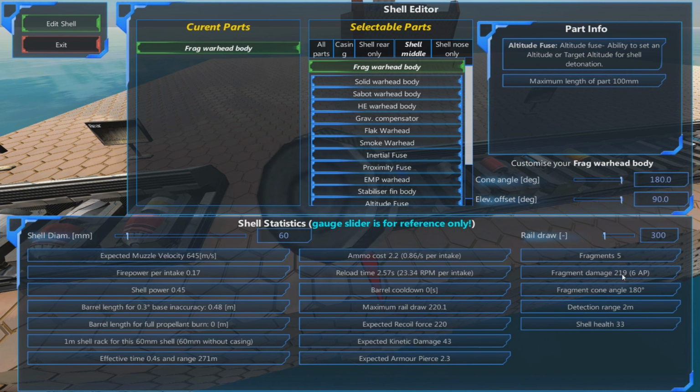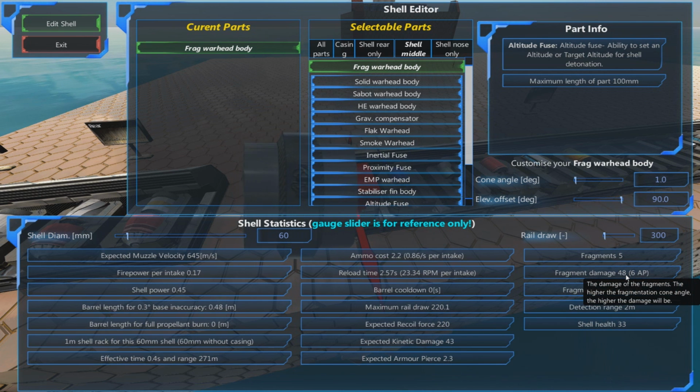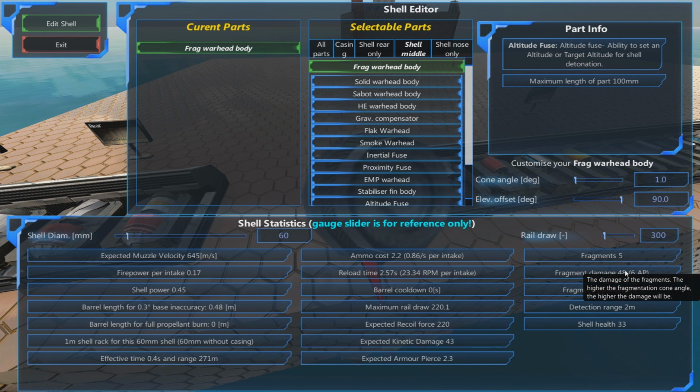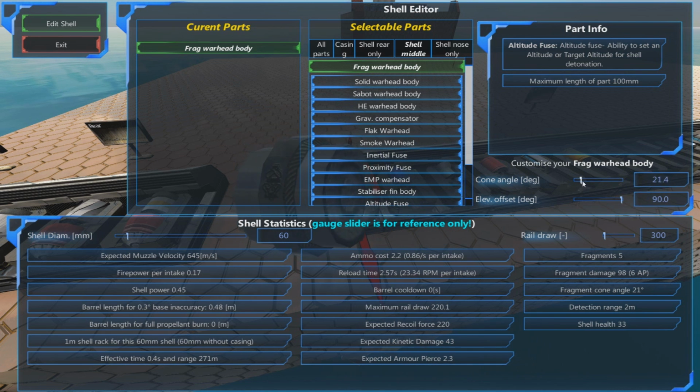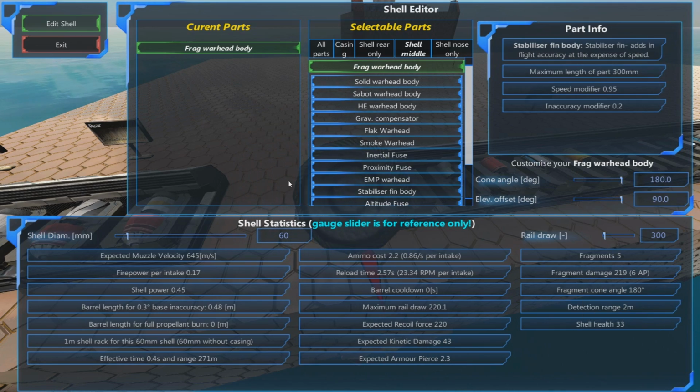219, what is 48 times 5? 1, 2, 3, 4, 5, 50 times 5 is about 250 in total for all the fragments. You go here, that is only a little bit higher than this, and you still got fragments going in roughly the same direction with this. So this, I have found, consistently outperforms anything over here. So, that's fragments for you.